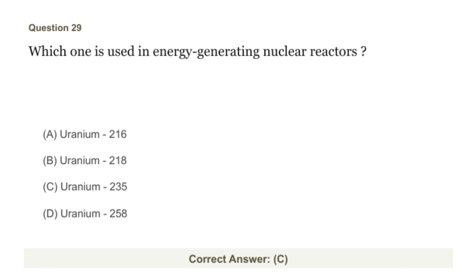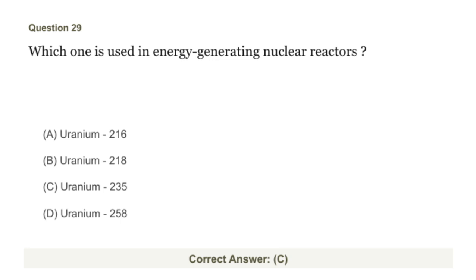All right, let's look at the question about which isotope of uranium is used in energy-generating nuclear reactors. The options include uranium-216, uranium-218, uranium-235, and uranium-258. The key point here is that not all isotopes of uranium are suitable for nuclear power generation.